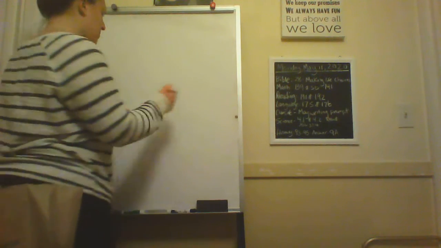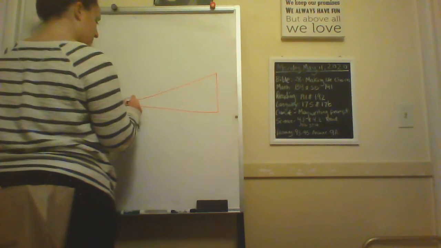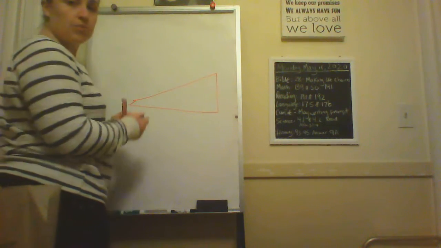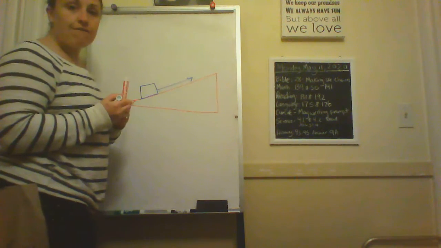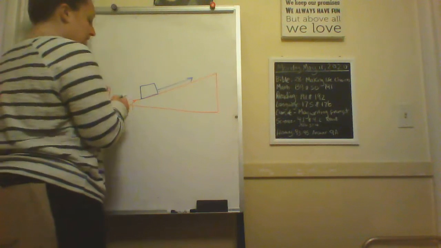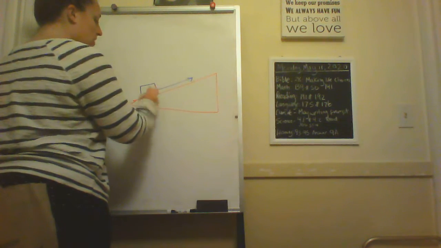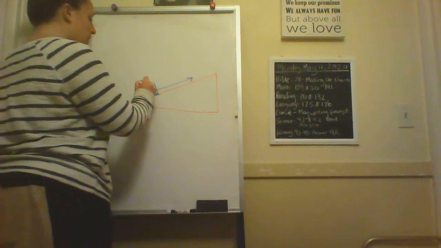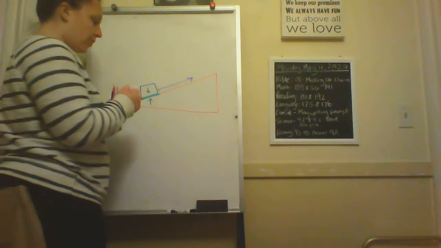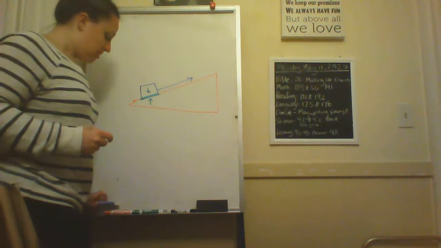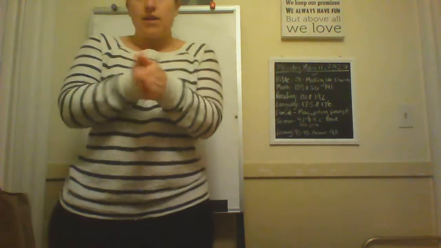If you have a ramp, here's our ramp, and you're pushing a box up that ramp, you are going to have friction. Here you have two forces moving against each other: the weight of the box pushing down and the force pushing up, and it causes this friction. If you rub your hands together really fast, the rubbing of your hands against each other is friction, and it causes what?